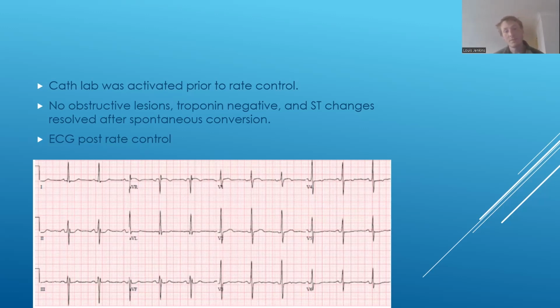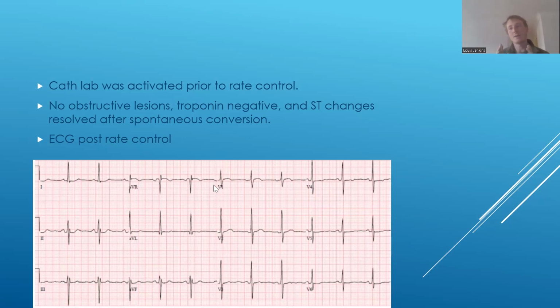No obstructive lesions were found. Troponin was negative, and she spontaneously cardioverted, which means that she just switched out of AF and into sinus rhythm. This is something that can happen in patients who suffer from paroxysmal AF, which means that they flip in and out and probably will need an ablation at some point, so they don't have a stroke. And yeah, this was her ECG post-rate control. And we can see that in this ECG, a lot of these changes that we've commented on, including the inverted T waves in one and AVF and down here and the ST segments, have all normalized, okay?